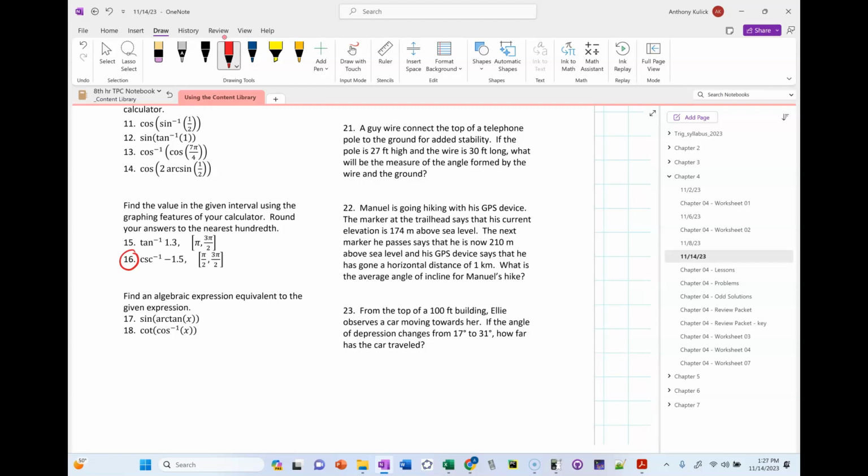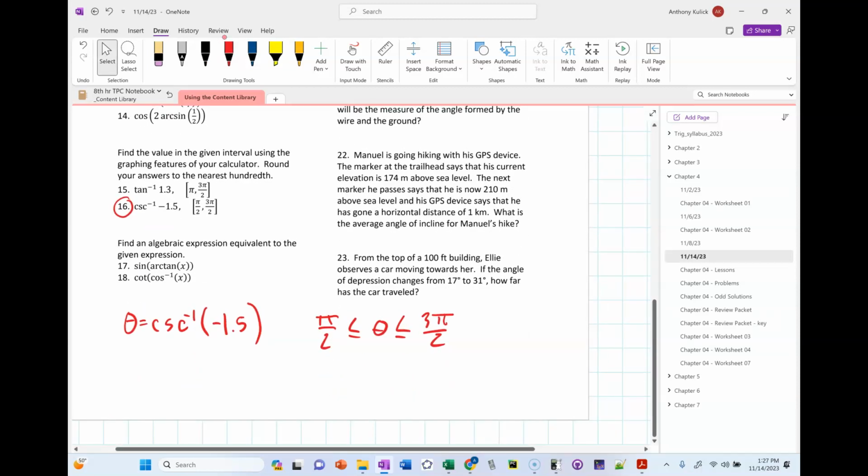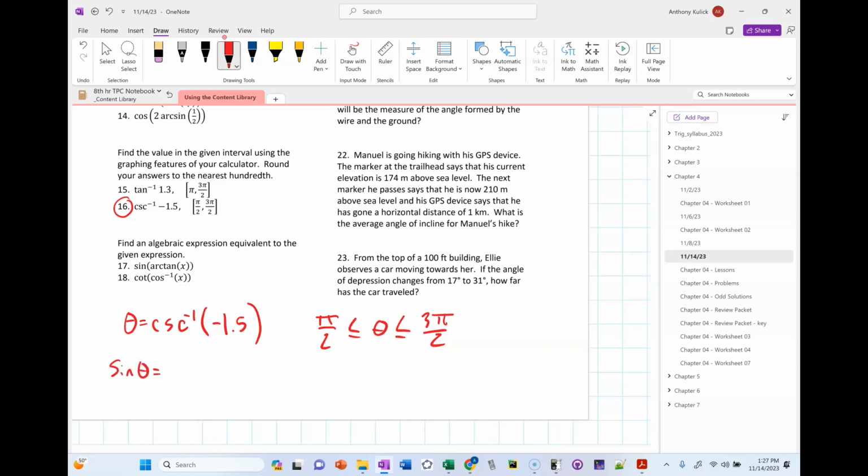So, here we have cosecant inverse of negative 1.5. And we want to find that for theta between pi over 2 and 3 pi over 2. So what I'm going to do is think about this as sine theta is negative 1.5. And I know that that's negative.